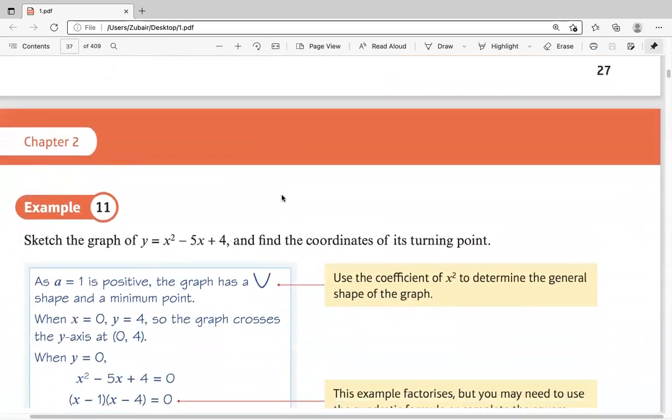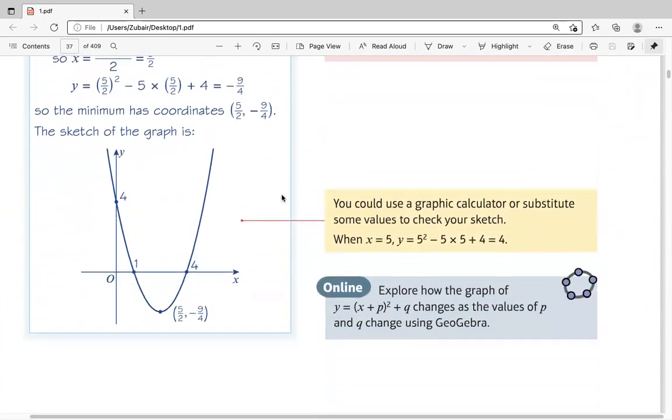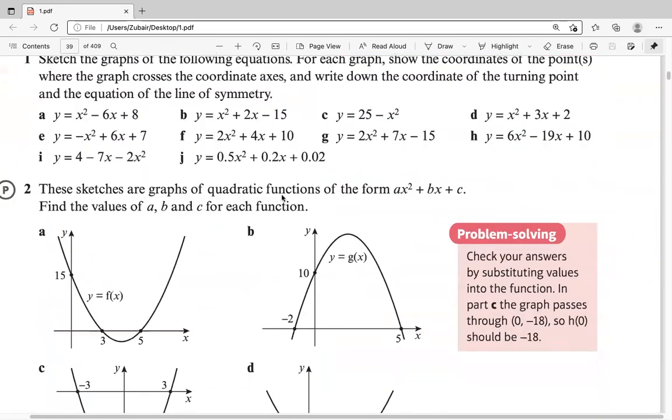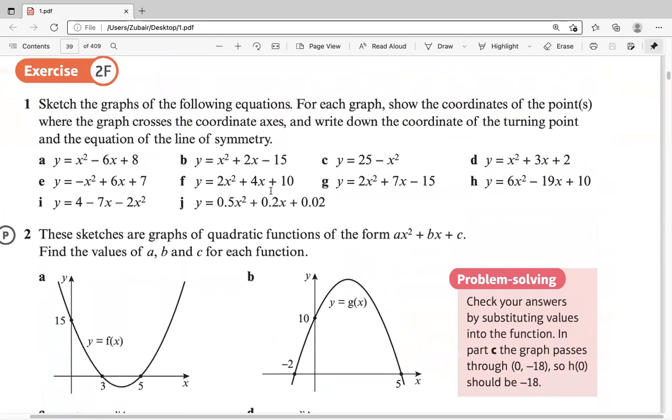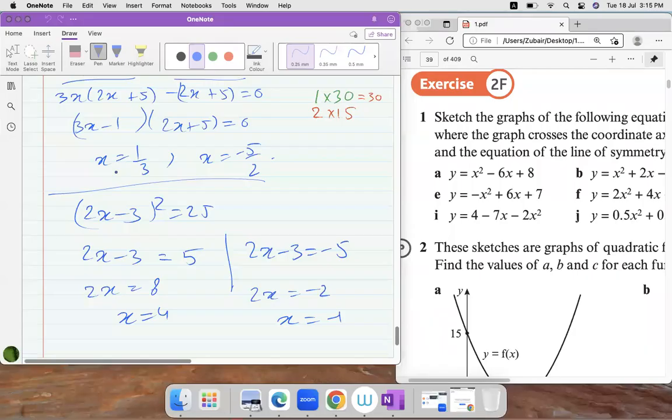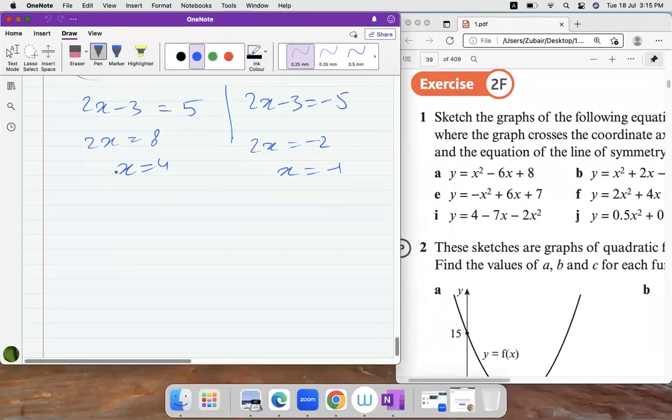And these are the graphs which we were discussing yesterday. Quadratic graphs, sketches. Question says, sketch the graph of the following equations. For each graph, show the coordinates of points where the graph crosses the coordinate axis and write down the coordinates of turning point. As I stated yesterday, that completing square form is something we will be discussing in depth, because of this. We can sketch the graph using that.